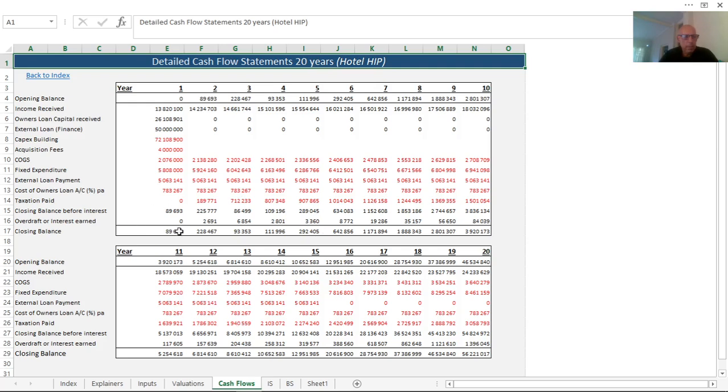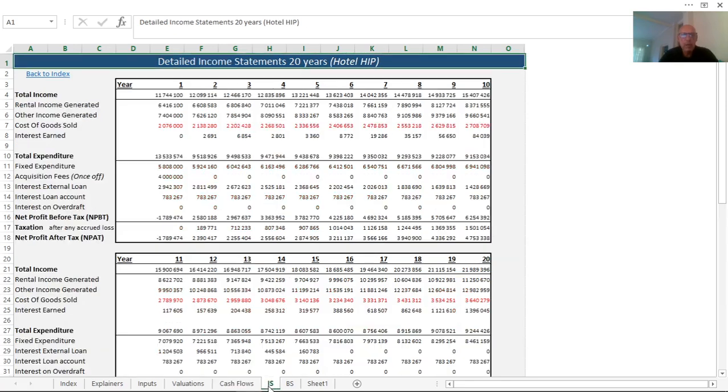Your taxation has been computed from your income statement. It's all available in here as well. Your income statement, much the same. It's a 20-year detailed income statement, clearly displaying your interest on your external loan as the years go by. Your interest on your loan account, which is static, there's one amount loaned to the business or hotel.